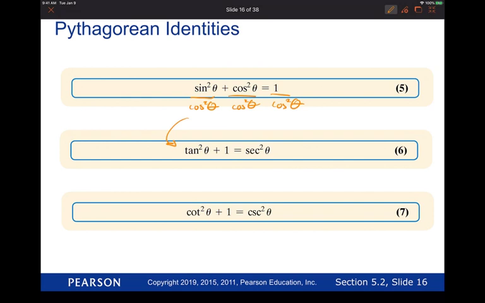Okay. So if you locked in equation 5 with that orange manipulation, you automatically get equation 6 when you need it. Does that make sense? So can we do something similar for equation 7?